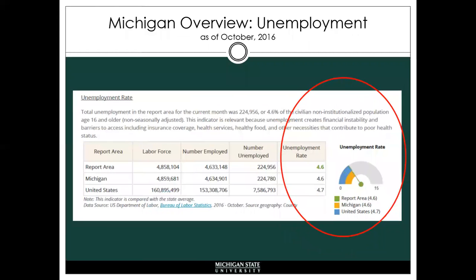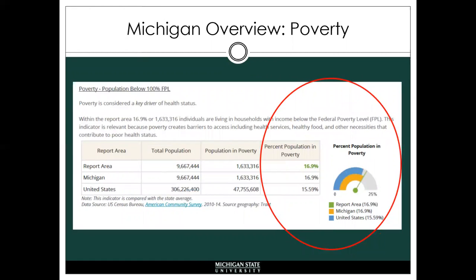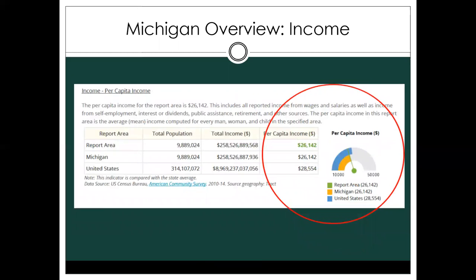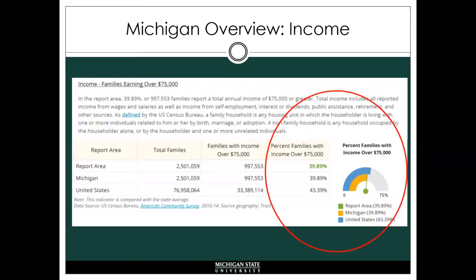We're about the same when it comes to unemployment rates in Michigan compared to the nation. Michigan's poverty level is higher than the nation. The extreme poverty level, that below 200% the federal poverty level, is about the same as the nation. The average income a Michigander makes is less than the average income others in the United States will make. Families earning over $75,000 is less than the number of families earning that much in the United States.